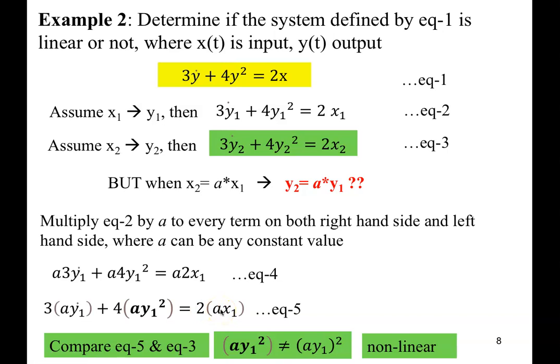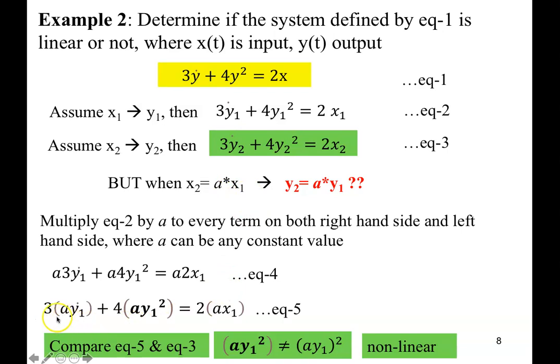Now I can compare equation 3 to equation 5 to see if every single term matches these two conditions: x2 equals a times x1, y2 equals a times y1. On the right-hand side, I have 2x2 in equation 3, and 2 times bracket a x1 in equation 5. So that stands: x2 equals a times x1, which is good.